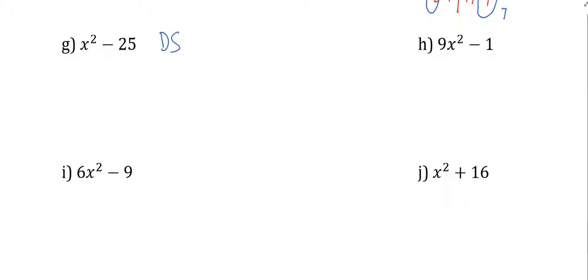What about this one when it's got a 9x squared? Does anybody know what I write in the first spot? Very good. So I take the square root of 9, which is 3, square root of x squared, which is x, plus 1, and then the same thing in the next bracket, except minus 1.